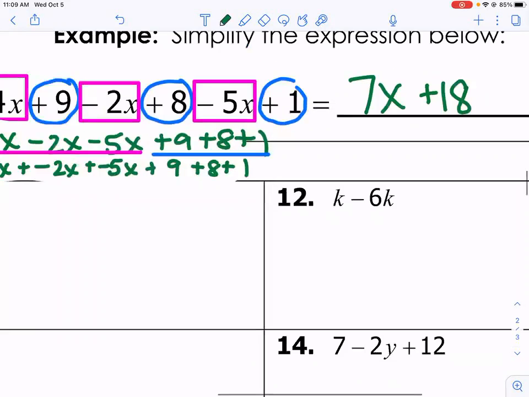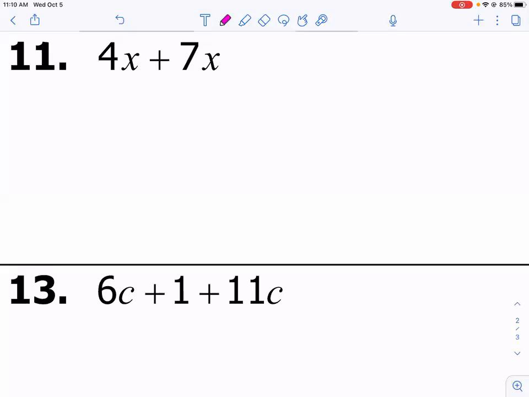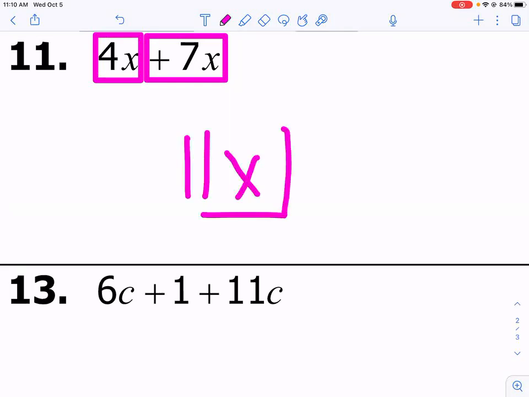Okay, we're going to do a few examples here. Let's go to number 11. Go ahead and take a moment and box and circle. Did you just say there's nothing to circle? That's kind of nice because that saves us some work. So I have 4x plus 7x. They are both variable terms, the same variable, so we can add them together. Do you agree that 4 plus 7 is 11? So 11x.